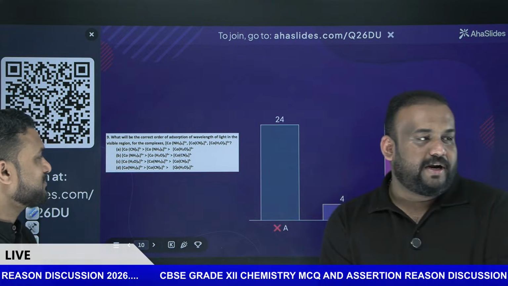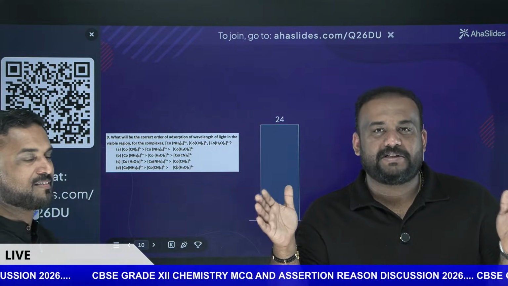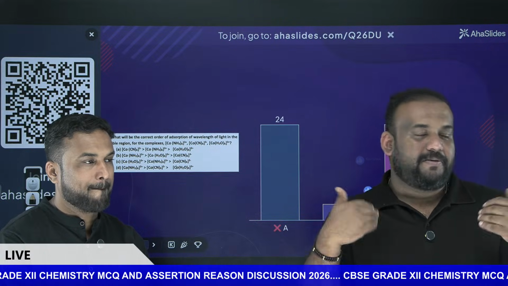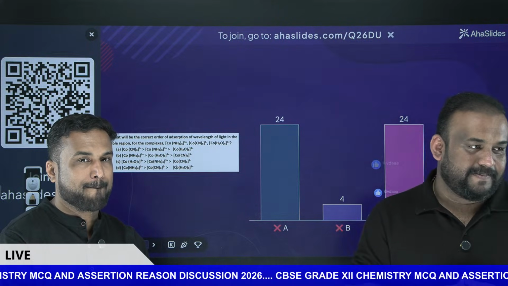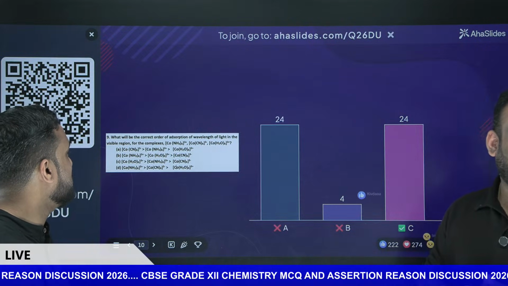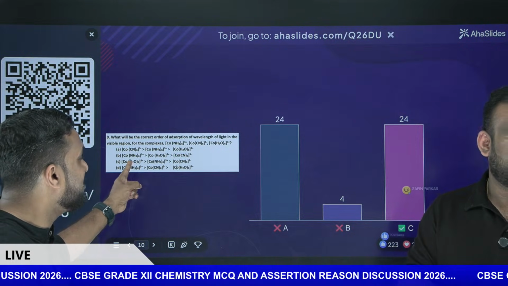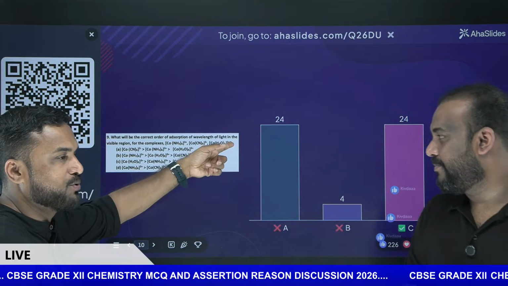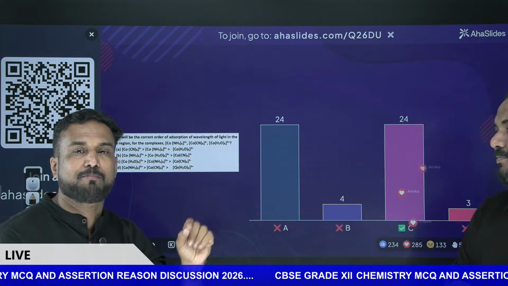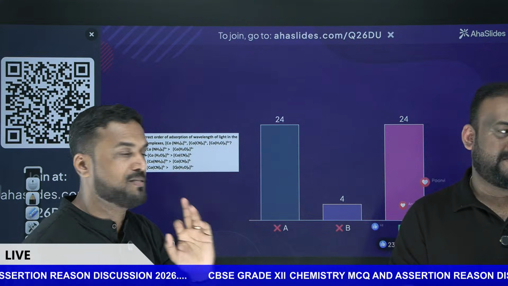Remember, the stronger the ligand is, the greater will be the crystal field splitting. That means the energy is very high, so the wavelength absorption will be inversely proportional to that. The right answer is C only, because [Co(H2O)6] has the weakest ligand, so maximum wavelength absorption. Then NH3 will come, and CN is the strongest ligand and will absorb less wavelength, because energy and wavelength are inversely proportional.